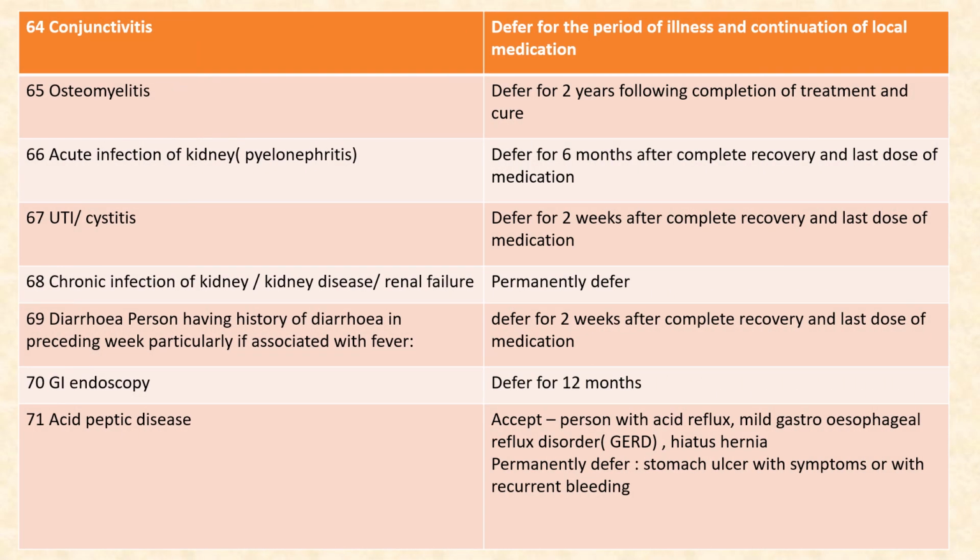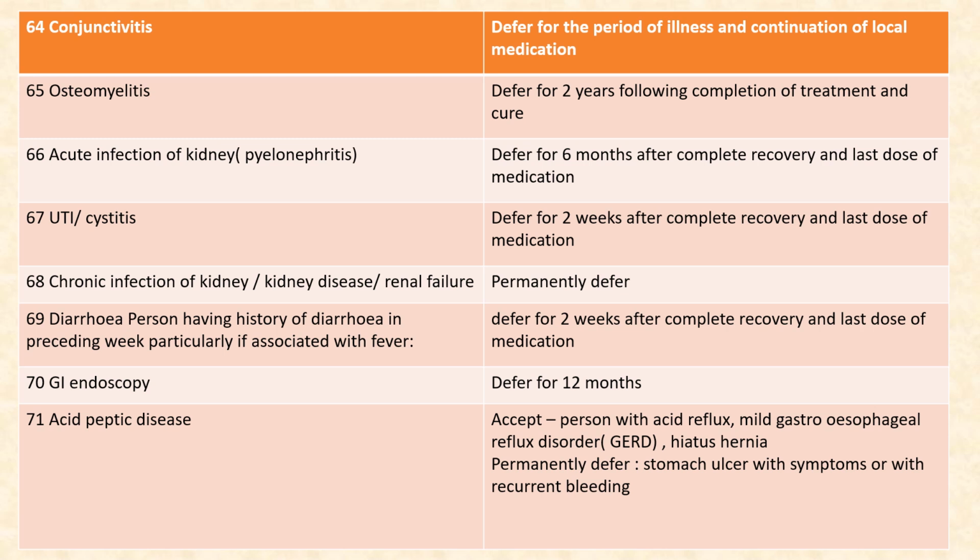In case of conjunctivitis, the defer period lasts till the illness resolves and the local medication is completed. Osteomyelitis, the defer period is 2 years following completion of treatment and cure. Acute infection of the kidney like pyelonephritis, 6-month defer period after complete recovery and the last dose of medication. In case of UTI or cystitis, 2 weeks is the defer period following complete recovery from the last dose of medication. Chronic infection of the kidney, renal failure, permanently defer that donor.